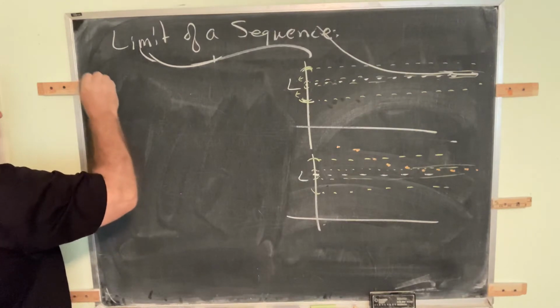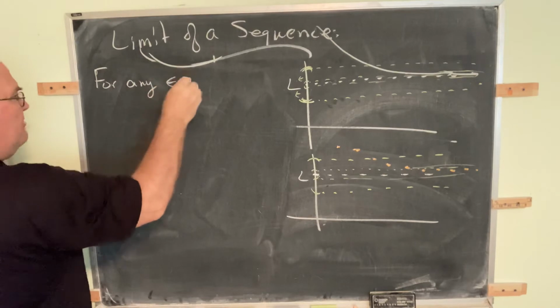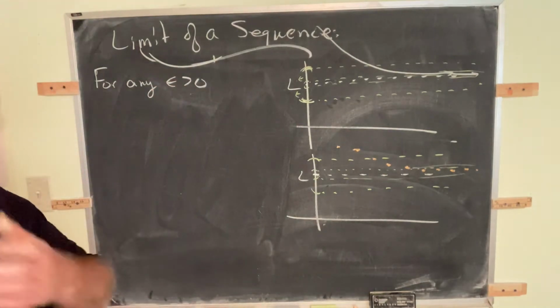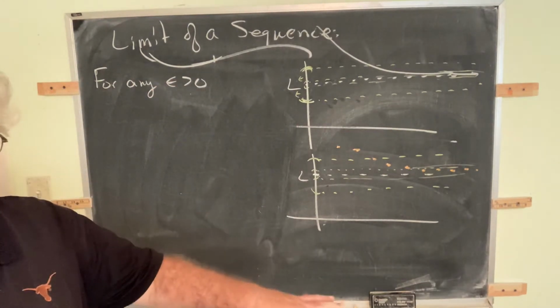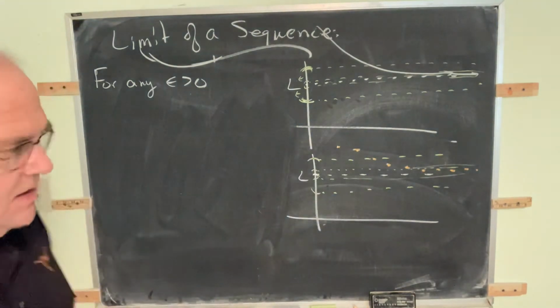What we mean is this. For any epsilon bigger than 0. Now, if any of you have worked through the delta epsilon proof from back in Calculus 1, this is a distant cousin to that notion.